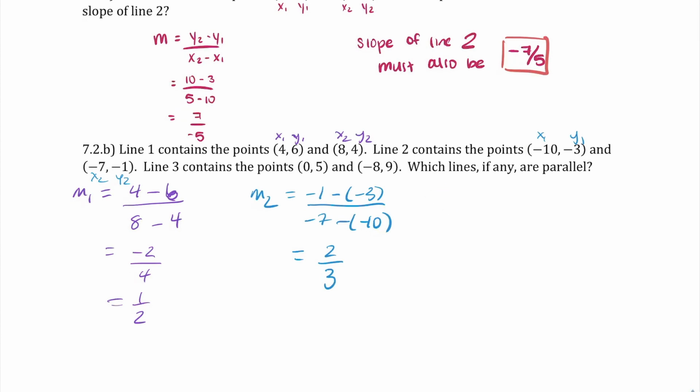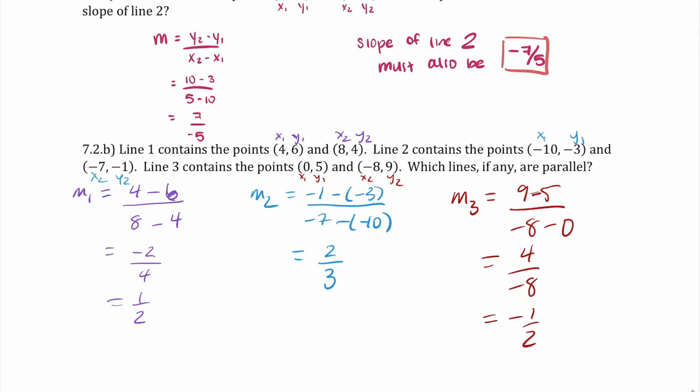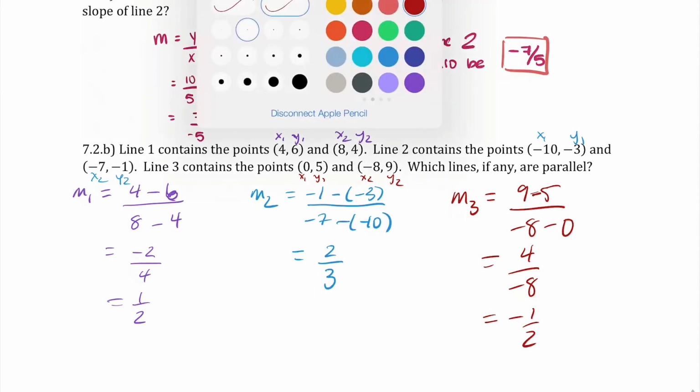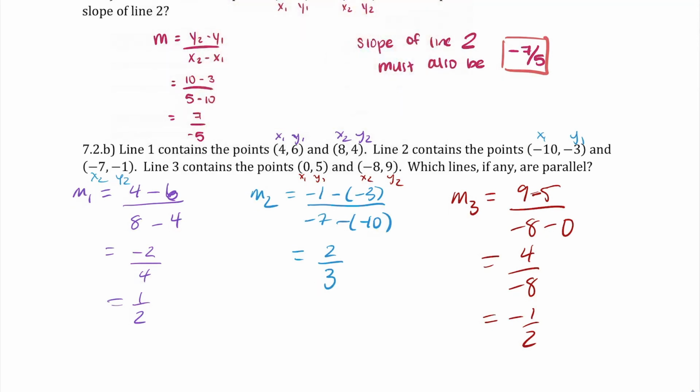Then for the third line, again, I'm just going to pick another color to keep it clear here. We're going to label this x1, y1, x2, y2. Slope 3. So we have 9 minus 5 over negative 8 minus 0. And that gives us 4 over negative 8, which reduces, again, to negative 1/2. So then we just need to compare the 3 slopes to figure out which ones are the same.